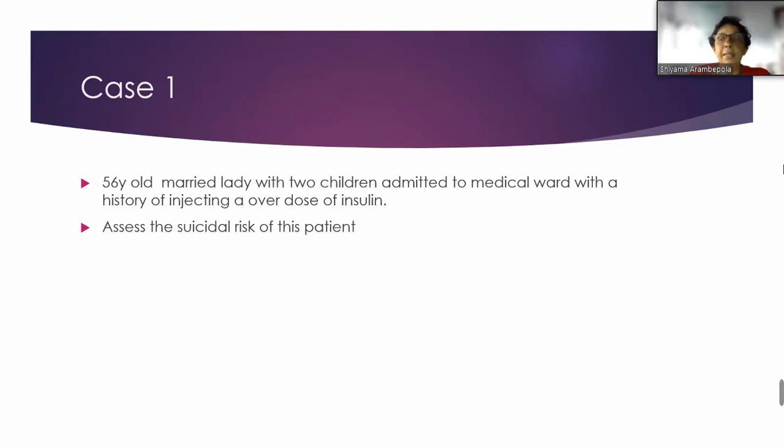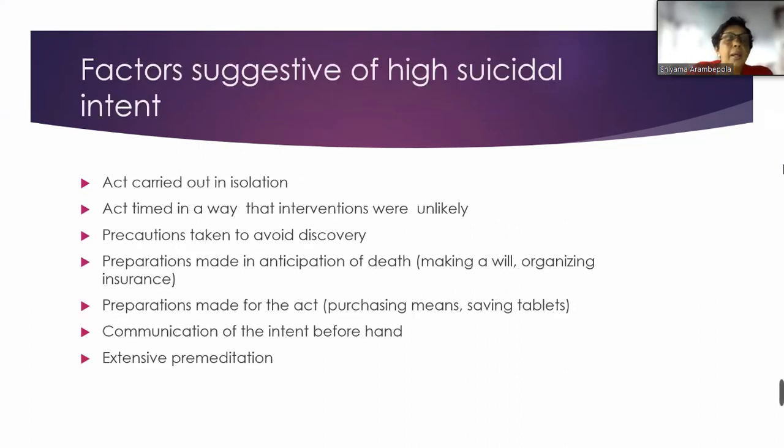So after the discussion, halfway through, we will discuss how we can assess the suicidal risk of this patient, right? Now, when you are assessing suicidal risk, there are 2 things that you need to assess. One thing is the suicidal intent of the person, whether the person actually wanted to die, right? What are the factors that suggest that this person has a high suicidal risk or high suicidal intent? They have the idea to die, right?